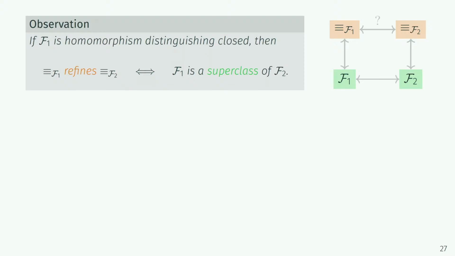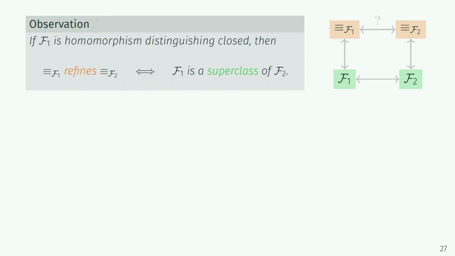This is the commercial for why this is interesting, why we should worry about homomorphism distinguishing closeness. This is a nice notion, because when a graph class is homomorphism distinguishing closed, then we can compare graph isomorphism relaxations by comparing graph classes. So we reduce a complicated problem involving these complicated relations to a combinatorial problem where you just have to compare graph classes. So instead of comparing these relations, you just compare the graph classes.